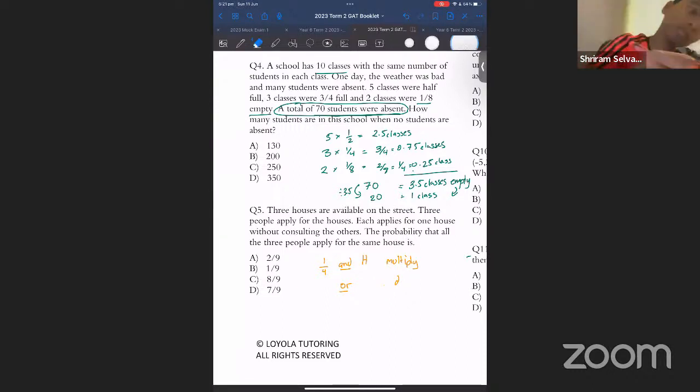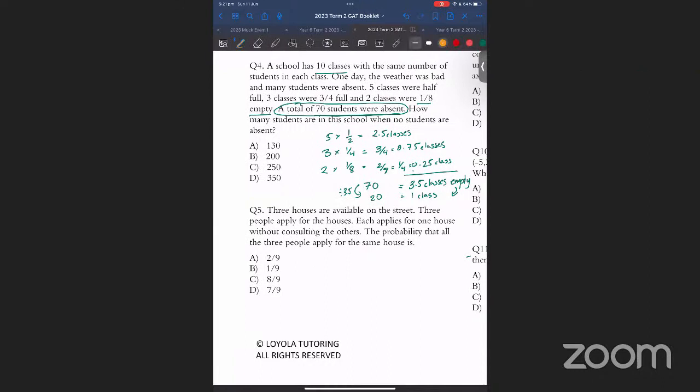So in this question, could you send it in the chat? Do person 1, person 2, and person 3 all have to pick the exact same house? Is it an and, or is it an or situation? That's right. It's an and situation. So because of that, we multiply.